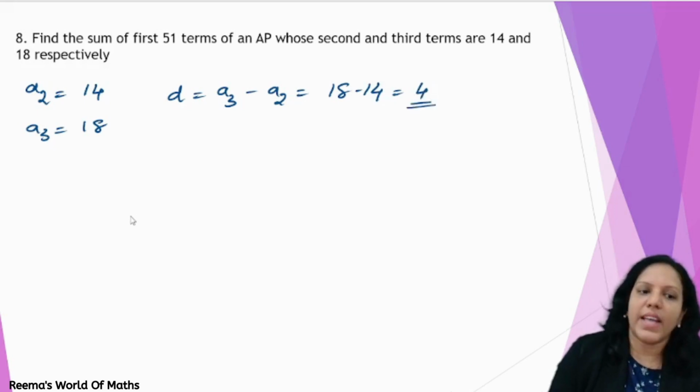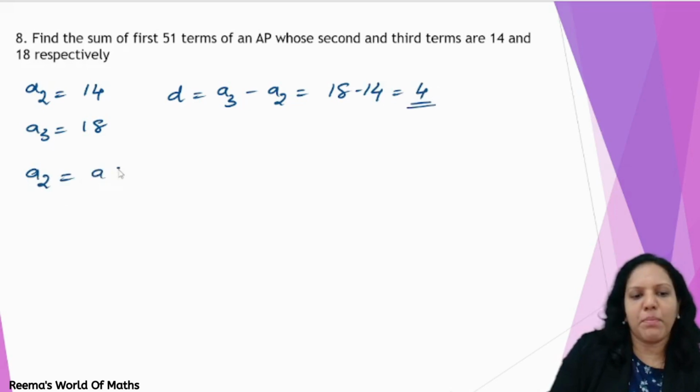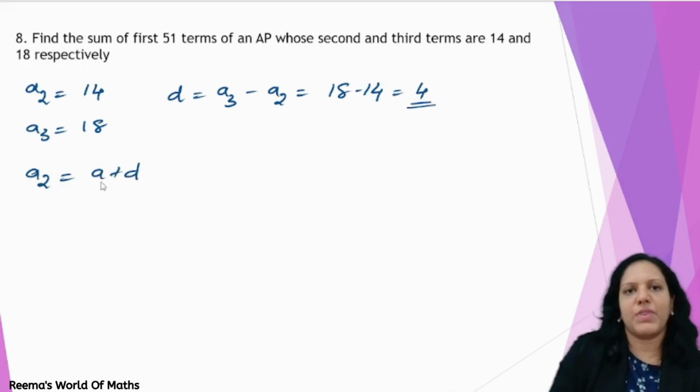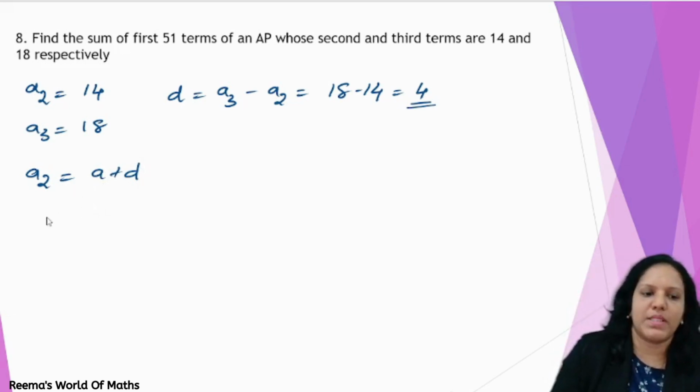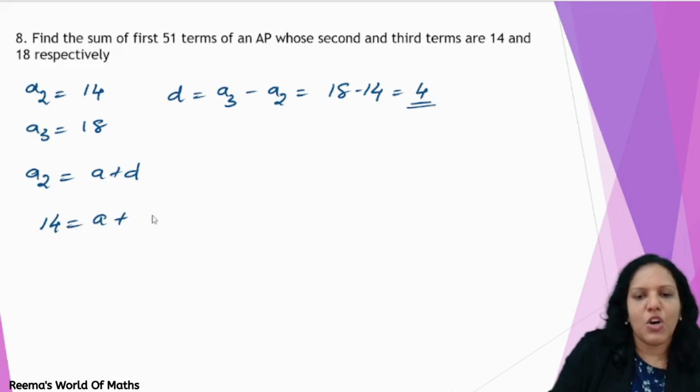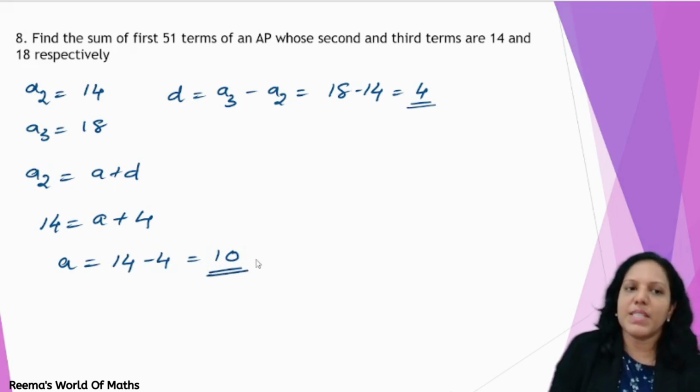So the common difference is 4. Now let's find a. For a_2, we can write a_2 equals a plus d, right? The first term plus the common difference will give you the second term. So a_2 is 14, equals a plus 4, since the common difference is 4 here. So a equals 14 minus 4, which equals 10. So the first term is 10.